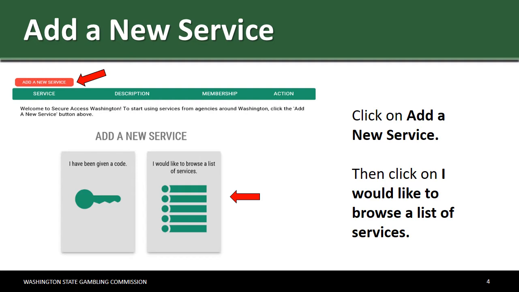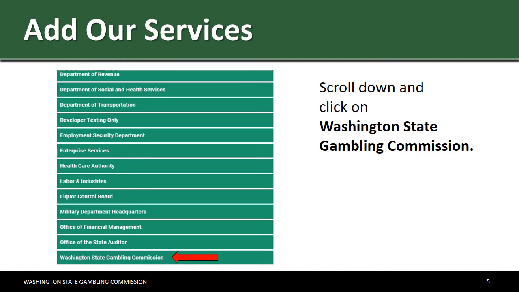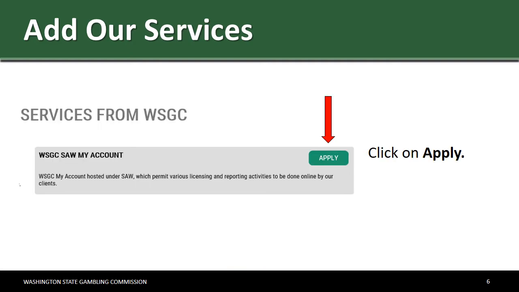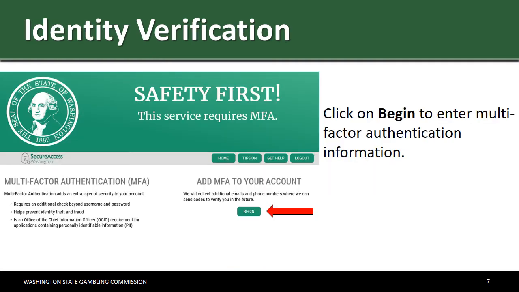Click on Add a new service, then click on I would like to browse a list of services. Scroll down and click on Washington State Gambling Commission. Click on Apply. Click on Begin to enter multi-factor authentication information.